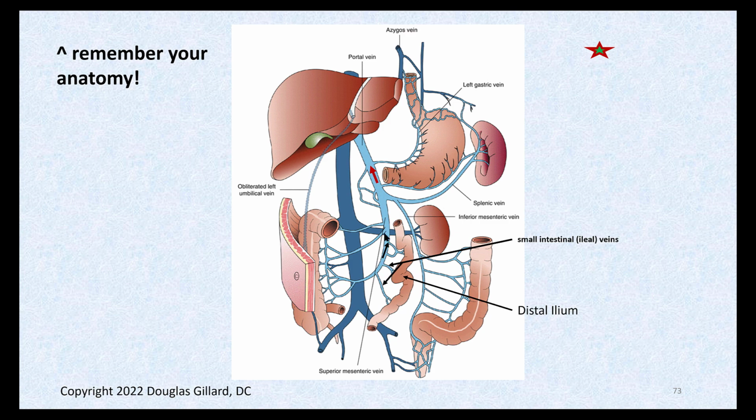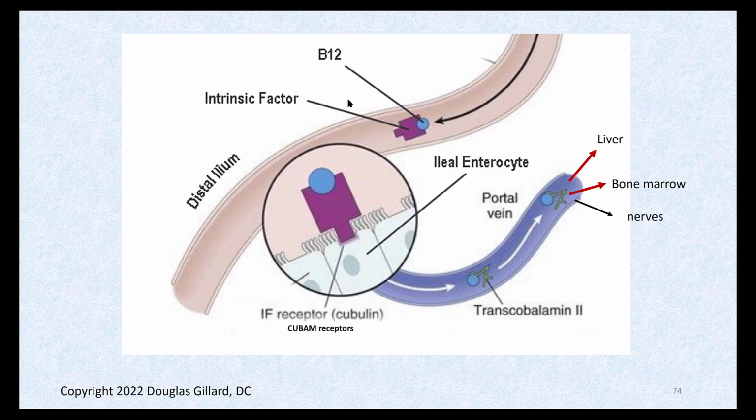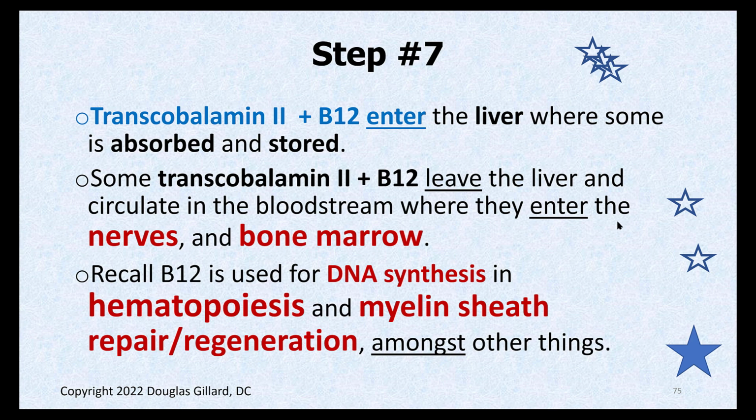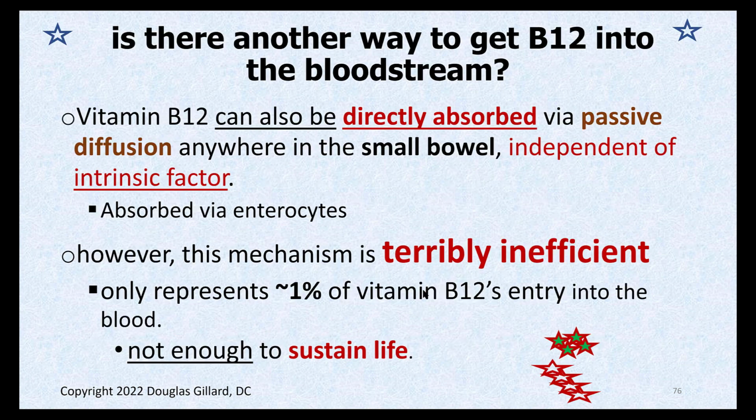It goes through the superior mesenteric vein, and it goes through the hepatic portal vein, and now you're in the liver, which is the target, right? That's where all the storage is. Here's just a cartoon of that process. Okay, so it goes to the liver, some goes to the bone marrow, some goes to nerves. And yeah, that is the story there. Recall B12 is needed for DNA synthesis in hematopoiesis, and in myelin sheath repair and regeneration. So those are the two things that get affected when you're deficient in B12, which we'll talk about next time.